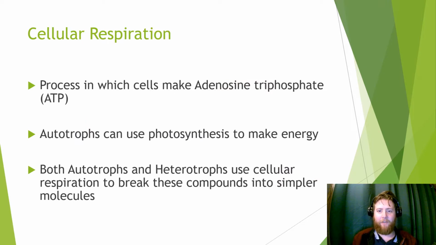All right, so let's define what cellular respiration is. It is the process in which cells make adenosine triphosphate, or ATP. We've talked about ATP before. This is the energy molecule that organisms use in their cells. Plants are able to create some ATP. They're able to store energy in glucose. So plants can make energy and then burn that energy, use it all winter if they lose their leaves. But both autotrophs and heterotrophs use cellular respiration to break chemicals such as glucose down into simpler molecules and to acquire heat from them and energy.